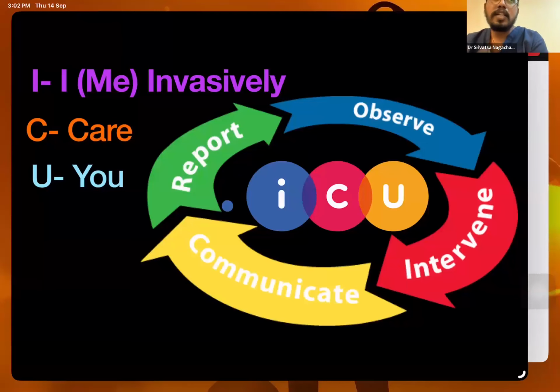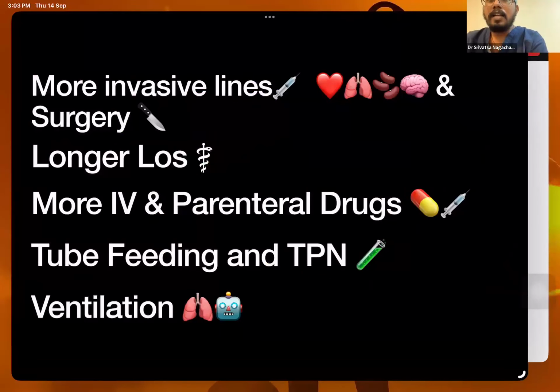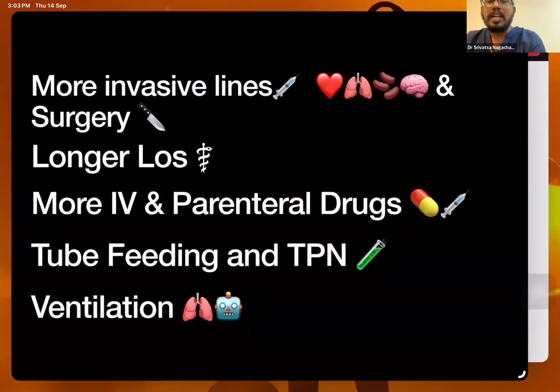So that's the reason that most of the time in the ICU we care for you invasively. The more invasive lines, the more surgical patients, and the longer the length of stay, the more IV and parenteral drugs will be required. Then obviously you'll be tube feeding them, or you may require temporary parenteral nutrition. And if they can't breathe on their own, you definitely need ventilation in the form of an endotracheal tube, or non-invasive ventilation, which again can even cause pressure sores and other problems.